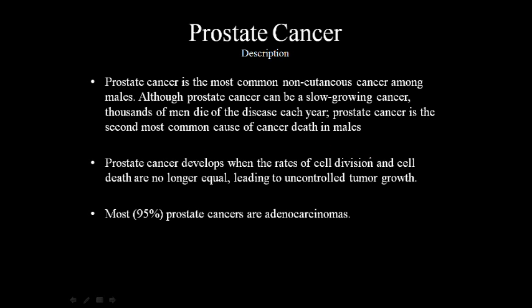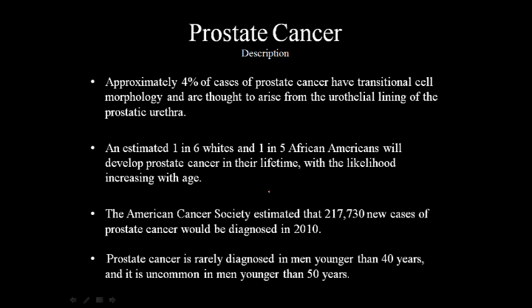Prostate cancer develops when the rates of cell division and cell death are no longer equal, leading to uncontrolled tumor growth. Basically, that's what you have with pretty much all cancers, where cell division starts going at an abnormal rate and cell death doesn't occur, and so you have abnormal tumor growth. Around 95% of prostate cancers are adenocarcinomas. So keep that word in mind, that most are adenocarcinomas.